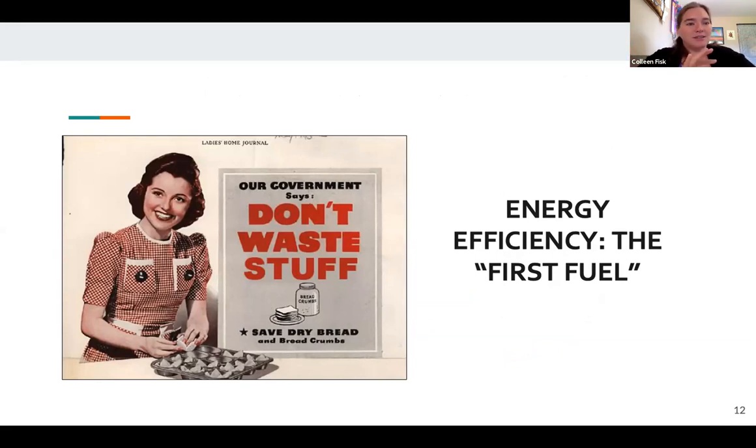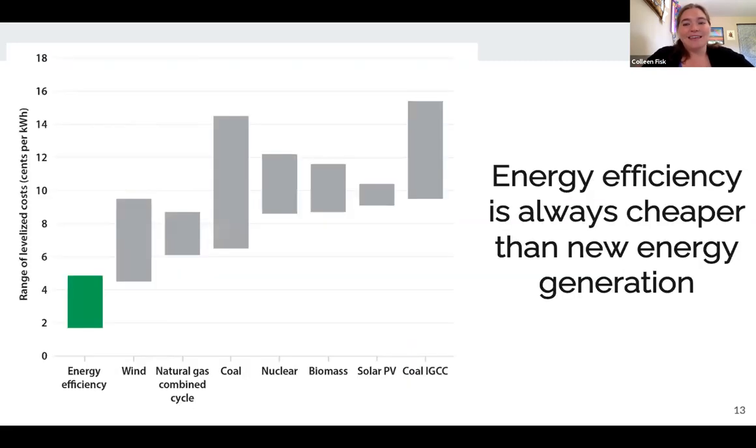So, just as a caveat there, we do talk about it as the first fuel. The less energy we use, the less fuel that we have to use. That's the first fuel that we think about. It's always cheaper than new energy generation. So this graph is a little bit old.